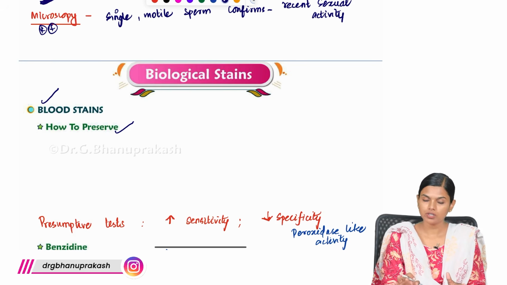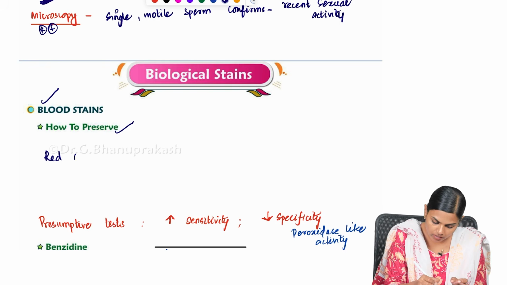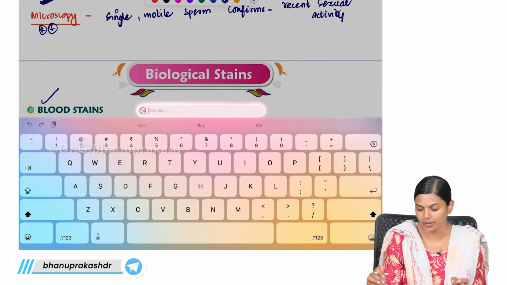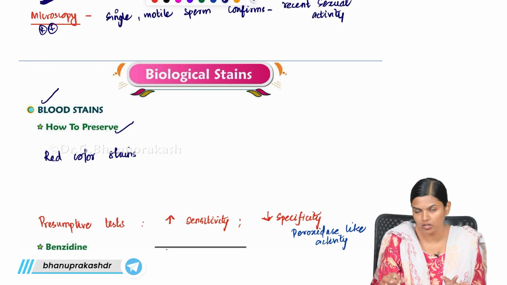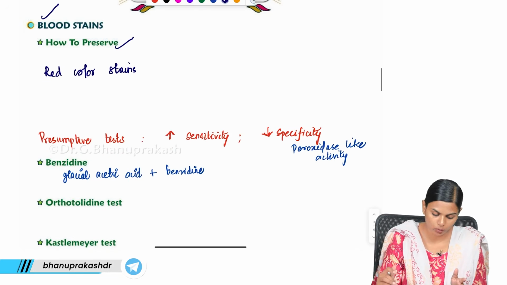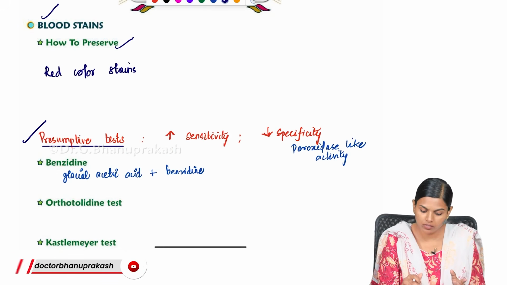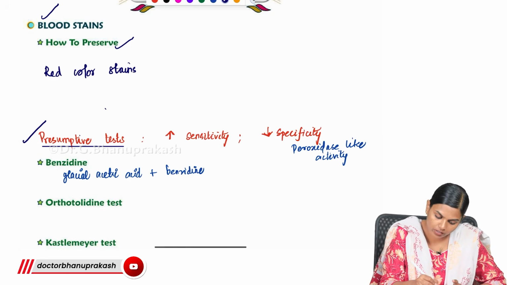But here what happens is that you will get lot of red color stains. All the red color stains you may suspect it to be blood, but you have to identify whether it is actually blood or not. So in this what you have to do is you have to first make them go through this presumptive test. Through this presumptive test we will be able to do away all the negative stains.